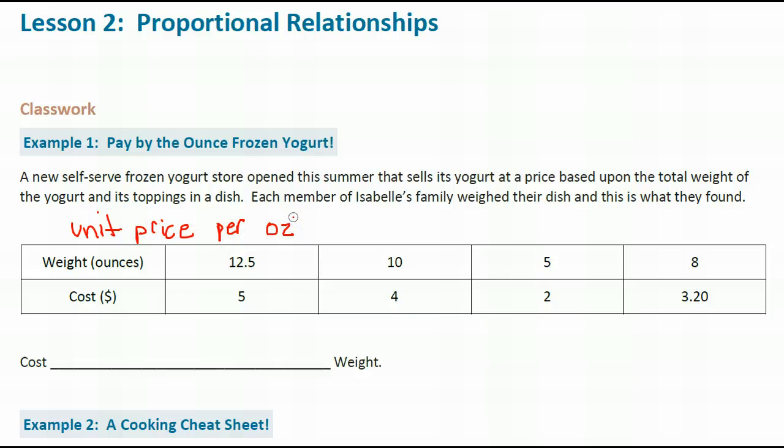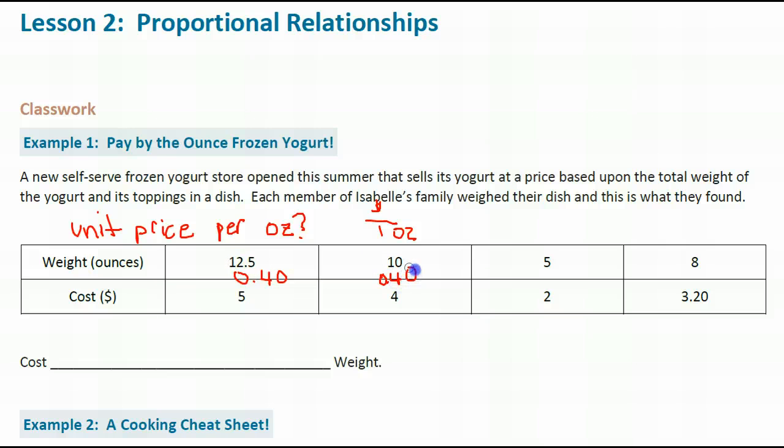Writing OZ for ounce. So you would divide the weight. Now start over. You would divide the cost. Since it's unit price per ounce, you want to know the cost, the number of dollars per every 1 ounce. Dollars per ounce. So if you divide the cost by the ounces, you get 0.40 each time.